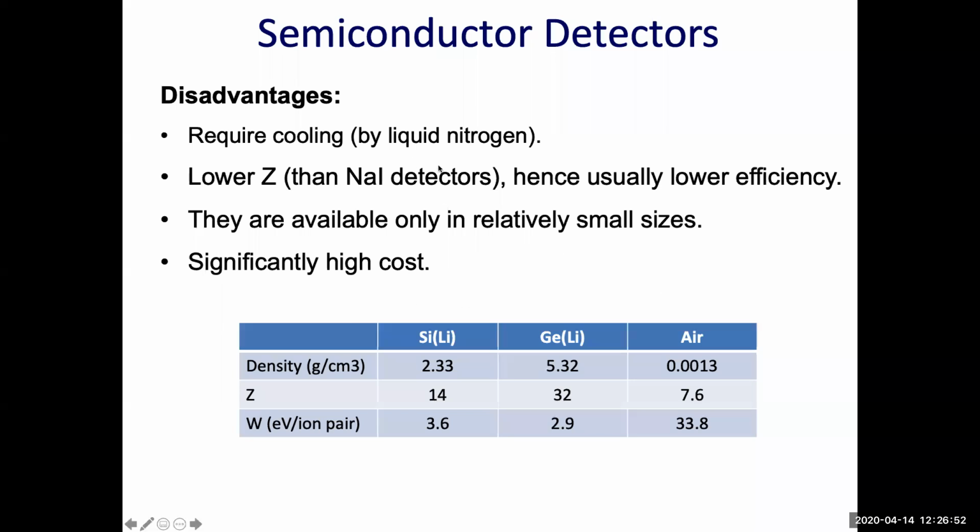The disadvantage is that semiconductors require cooling by liquid nitrogen, except for one type of semiconductor now called cadmium telluride detector, which doesn't need cooling. But in general they require cooling, and they have lower Z than sodium iodide detectors. So they have lower efficiency than scintillator detectors. They are available only in relatively small sizes. You cannot get big semiconductor detectors because they are very expensive.